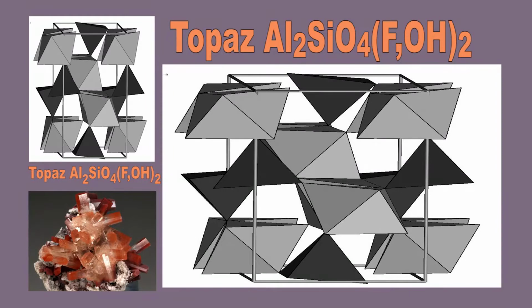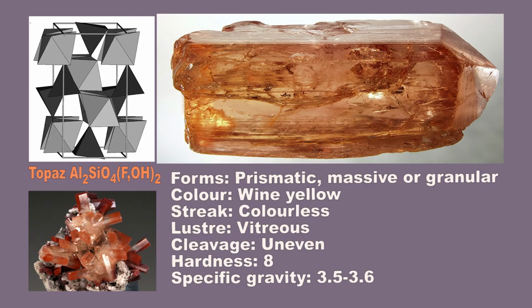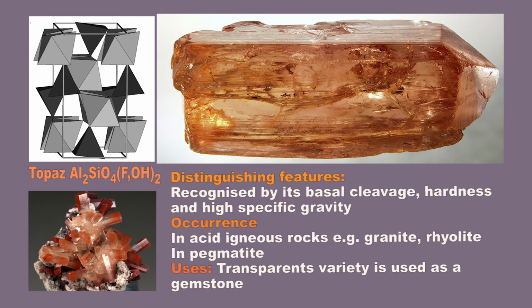Topaz, Al2SiO4(F,OH)2. Physical properties: crystal system orthorhombic, forms prismatic, massive or granular. Color wine yellow, streak colorless, lustre vitreous, cleavage uneven, hardness 8, specific gravity 3.5 to 3.6. Distinguishing features: recognized by its basal cleavage, hardness and high specific gravity.